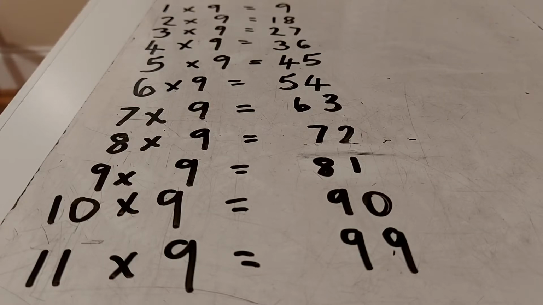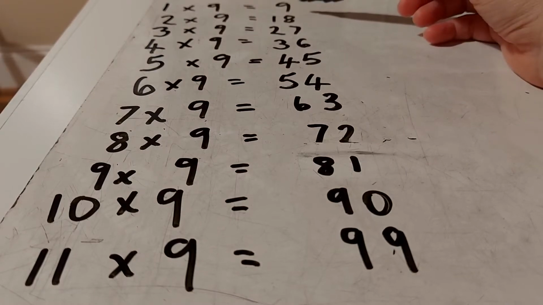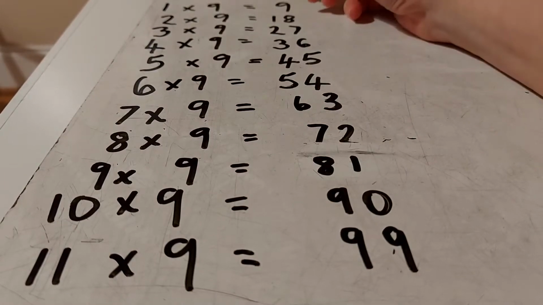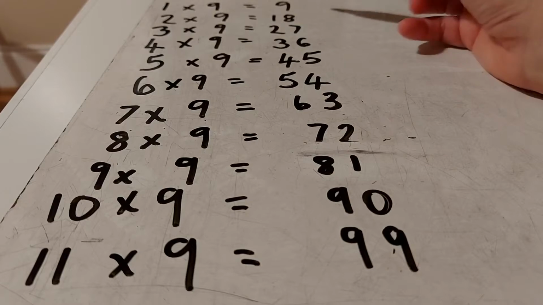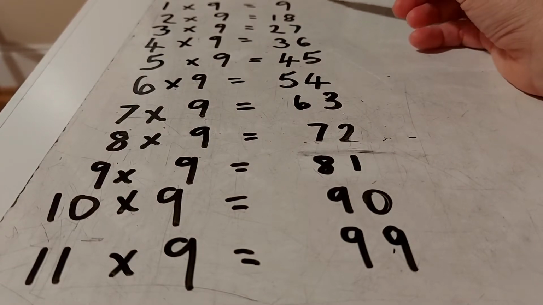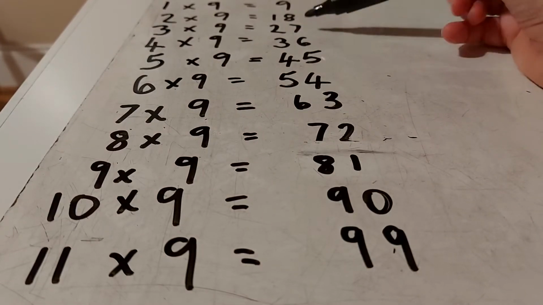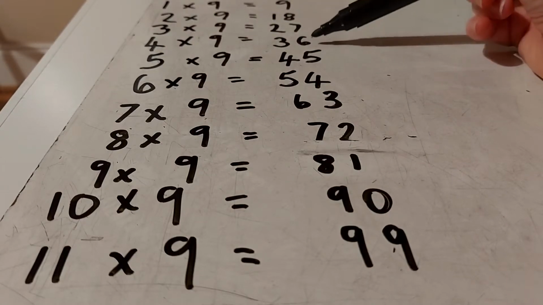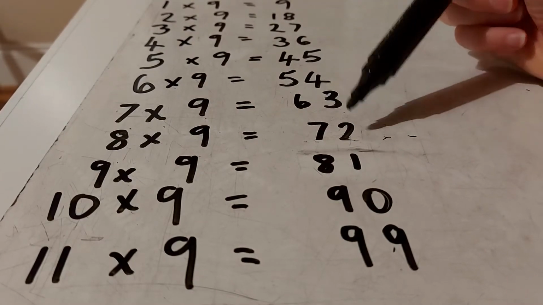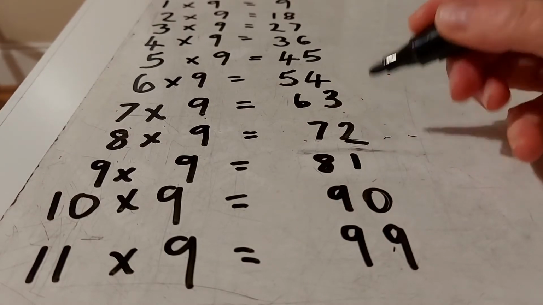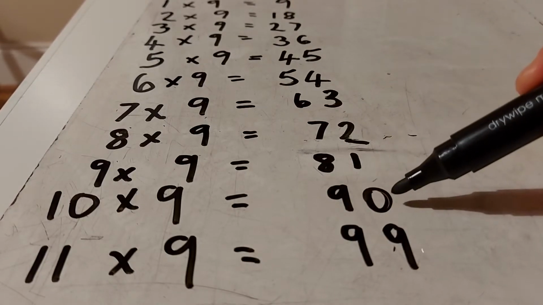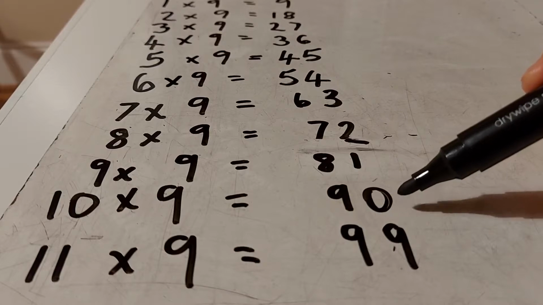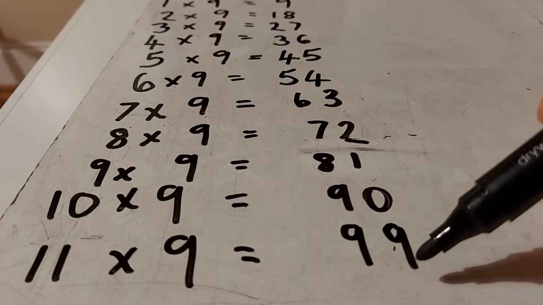So I've written out the 9 times table, and you can probably notice that in the ones column, I'll just put an O there to stand for ones. As we go down, we subtract 1 each time. 9, 8, 7, 6, 5, 4, 3, 2. Let's make that a bit clearer. 1, 0. And then when we get to 0, it begins again, starting with the 9 here.